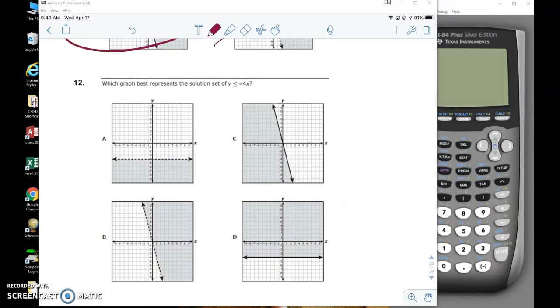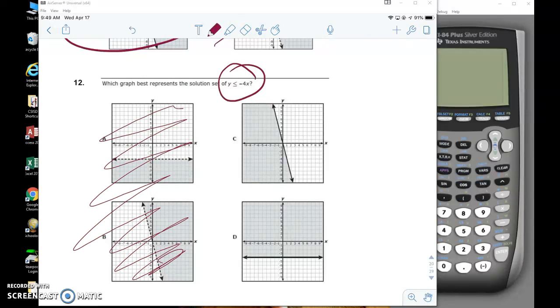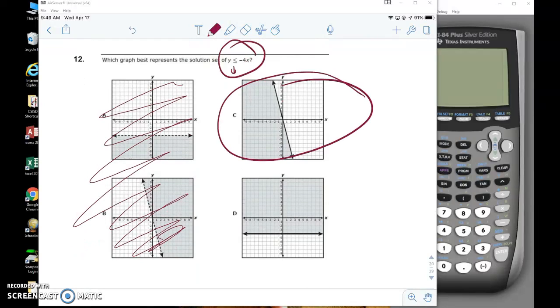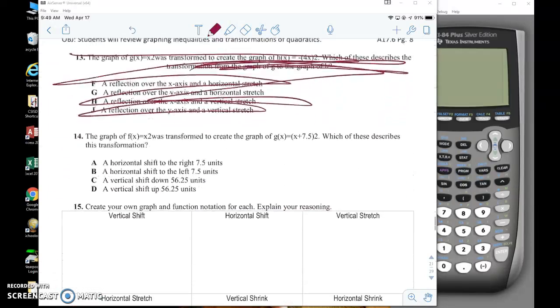Number 12, which graph represents the solution set of y is less than or equal to negative 4x? You needed a solid line. You should have crossed off A and B. Less than or equal to means you need to shade down. The correct answer is C. Okay, number 13 we crossed off.